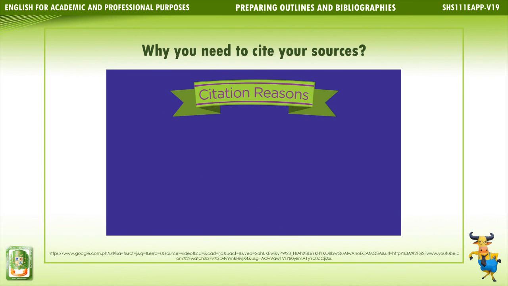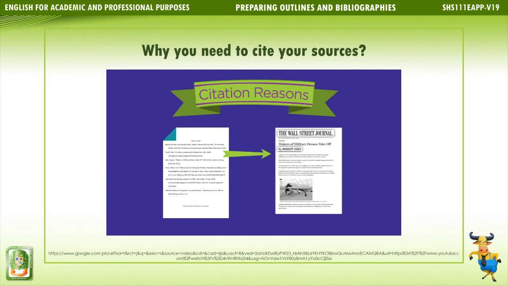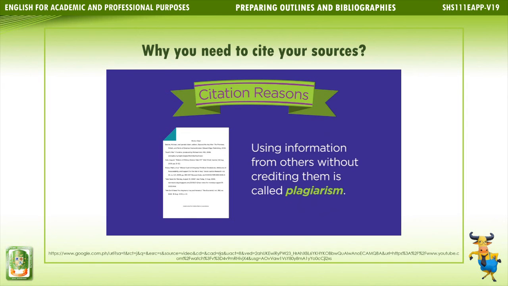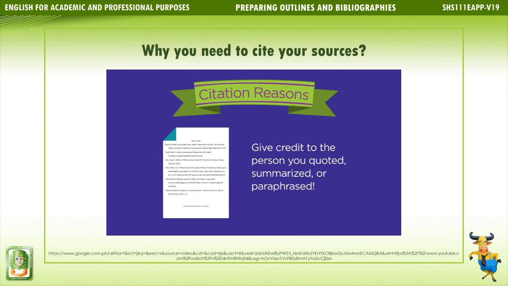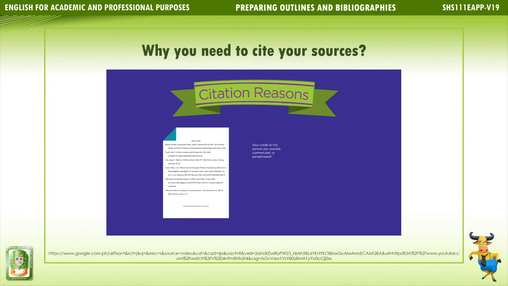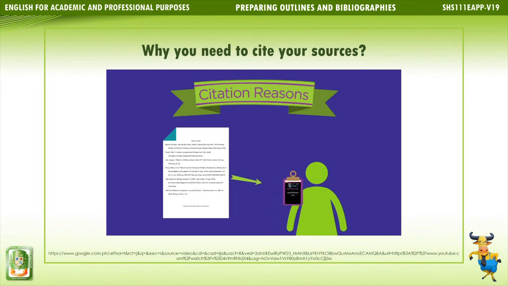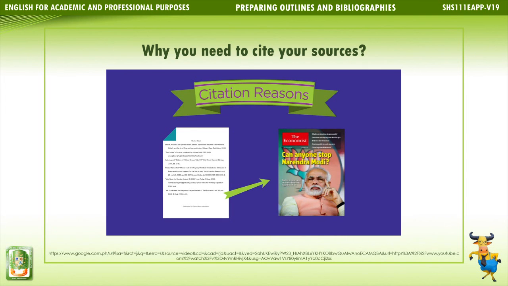There are many reasons why you need to cite your sources. One is to give credit to the person whose ideas you quoted, summarized, or paraphrased. Not doing so makes it seem that those ideas are your own. Using information from others without crediting them is called plagiarism. Give credit to the person you quoted, summarized, or paraphrased. Another reason to cite is to allow your reader to identify and retrieve the sources for their own use. Finally, citing sources lends authority to your work and lets your teacher know that you did your research.